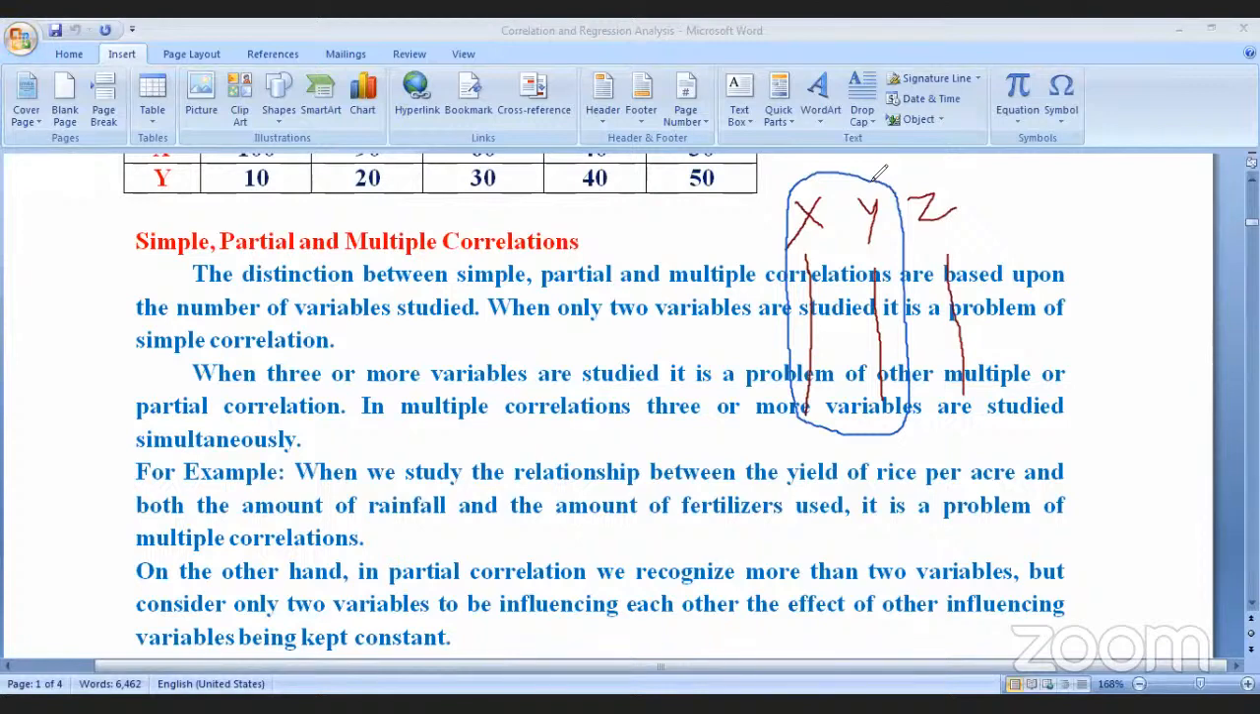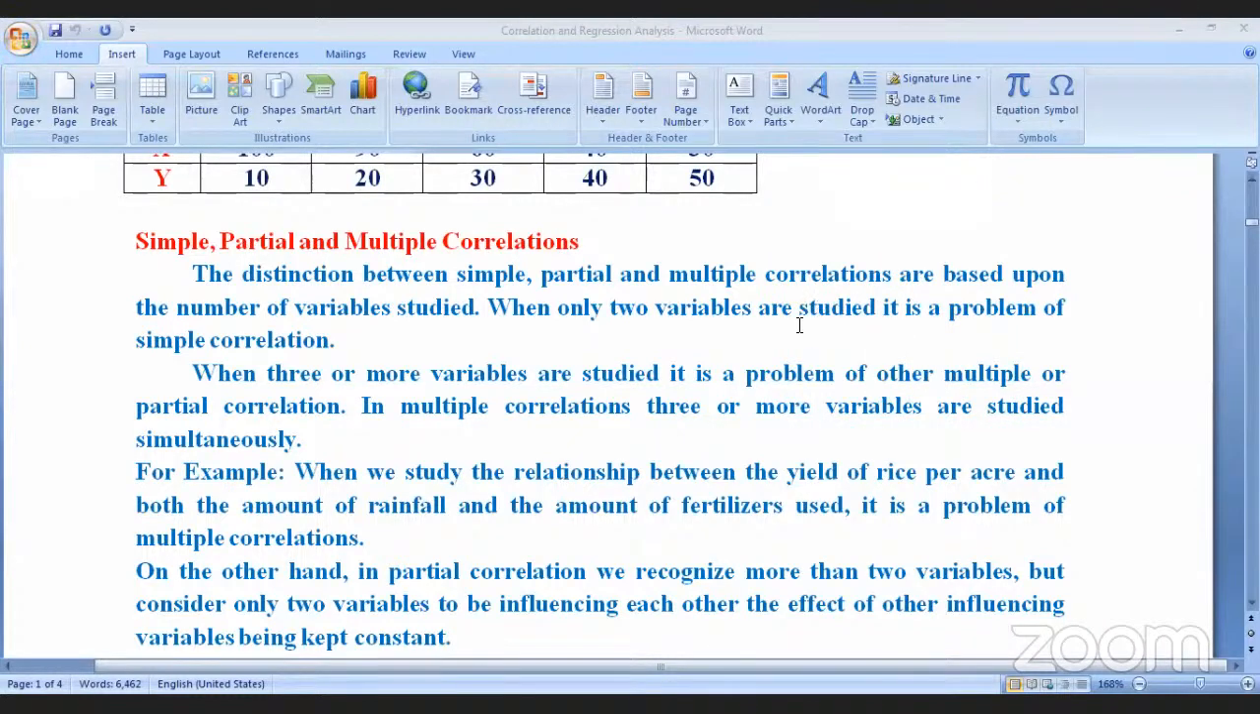Okay. In partial correlation, what happens? X, Y, Z. This type of problem we are going to study is called partial correlation. When three or more variables are studied, it is a problem of multiple or partial correlation. In multiple correlation, there are three or more variables. First, we study X and Y, then Y and Z, and then Z and X. This type of problem is called partial correlation. At a time, if we study these three variables together, it is called multiple correlation.